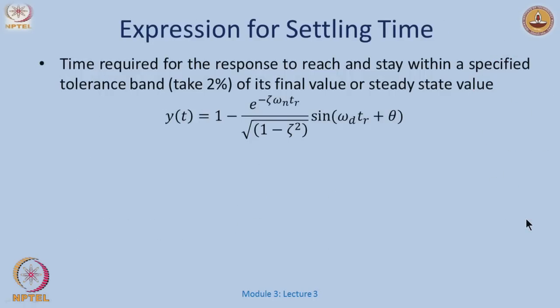Similarly for settling time, the settling time is the time required for the response to reach and stay within, say, a 2% band of its final value. So, how do we compute this? Let us draw some pictures here. My response is again something like this, and this is my steady state value. Let us say this is 1.